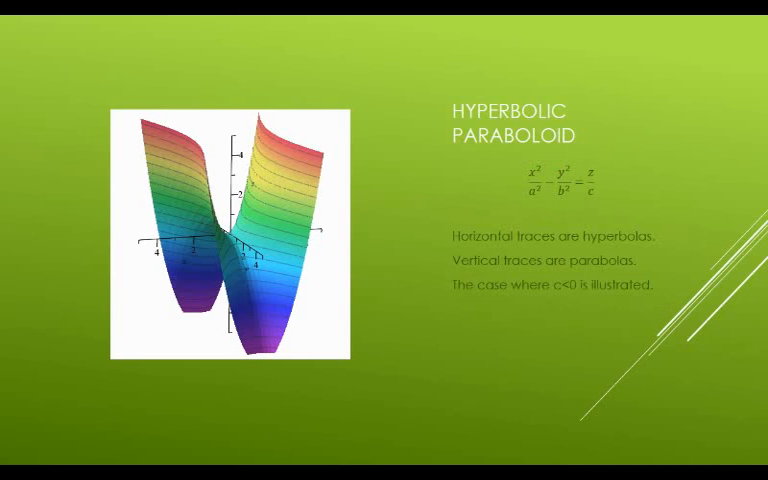Another type is a hyperbolic paraboloid, which looks exactly the same as before, only it has a minus sign over here instead of a plus sign. And all this does is change the horizontal traces to be hyperbolas now instead of ellipses. The vertical traces are still parabolas, though. The case that we have here is where c is less than 0. It looks a little bit different if c is greater than 0, but essentially you can see that it's drawing sort of like a saddle point.